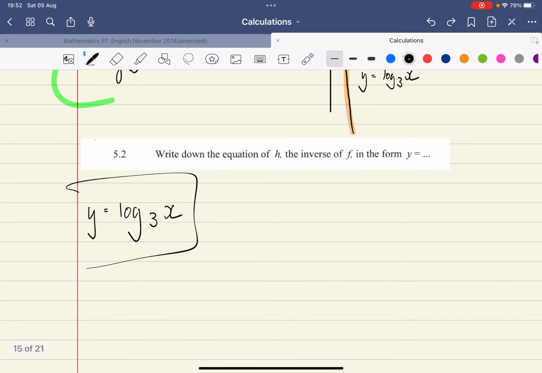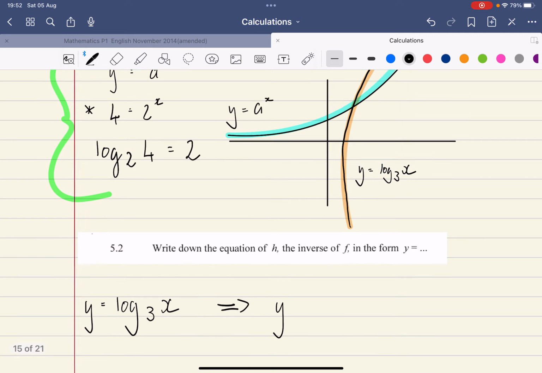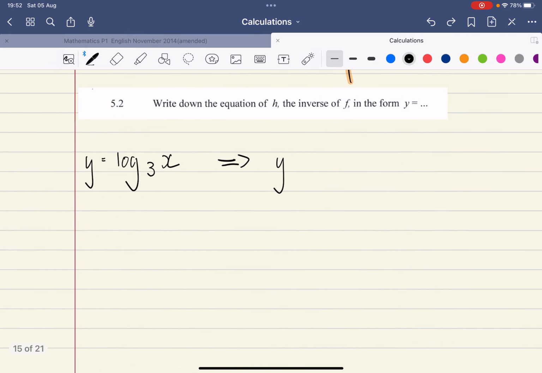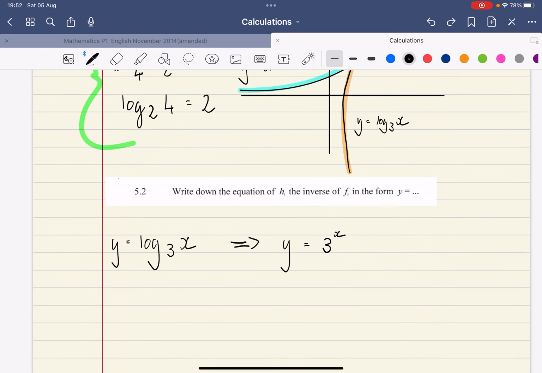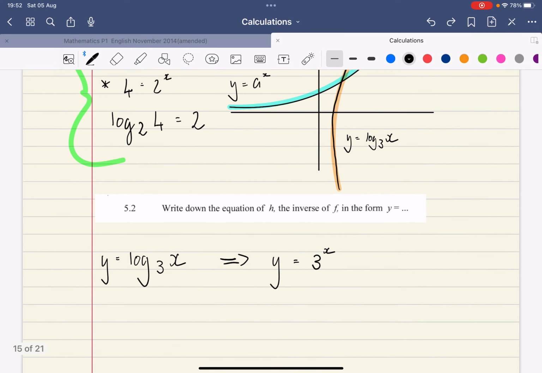So this is our log graph over here, and we worked out what our base is, which was a. And the inverse of that will simply be another graph, namely this blue graph, y equal to a base, which was 3, and an exponential x. So this is the answer right here. Nothing more to it. And that is the problem solved.